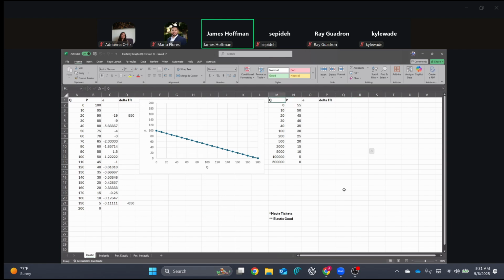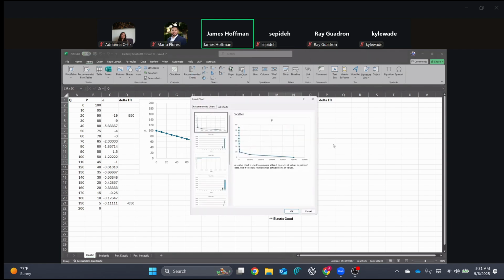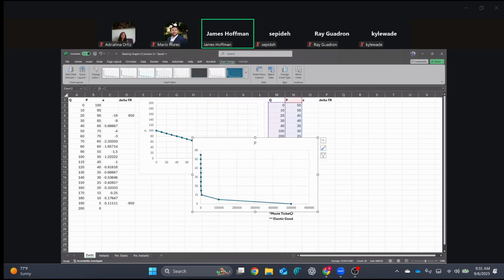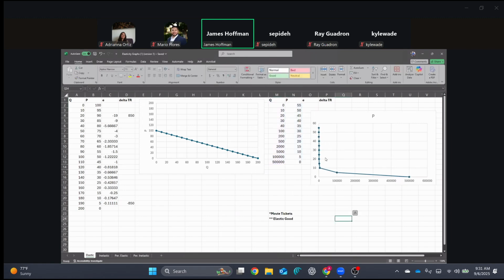So what I was going to do is a quick little graph of our quantities of movie tickets and prices, which are inverse. So I select all these, and I do insert, recommended charts. And then I'll just do the scatter one because it usually comes out pretty well. I'll hit OK. You can see that illustrates the downward relationship between price and quantity.